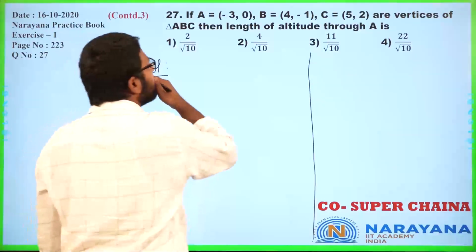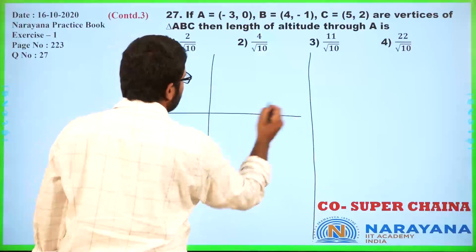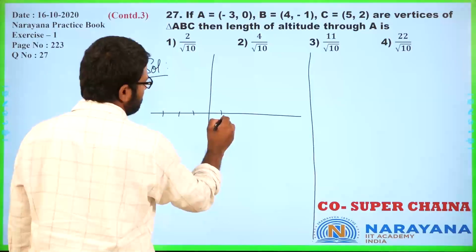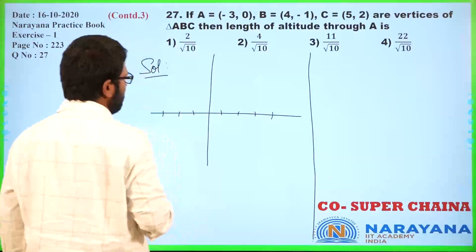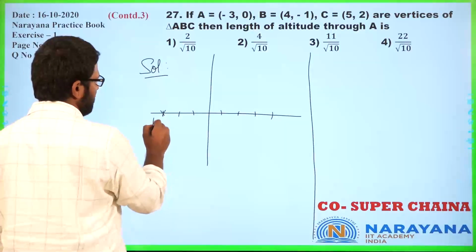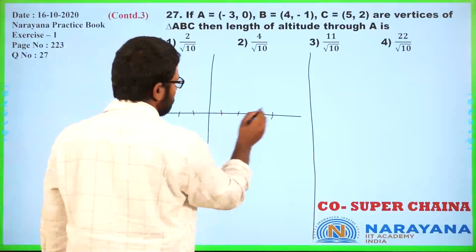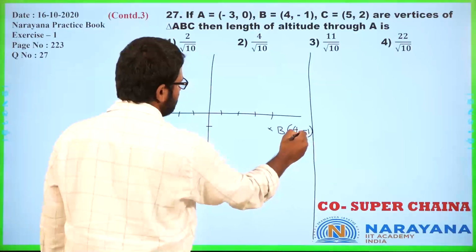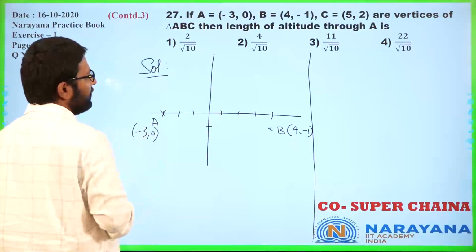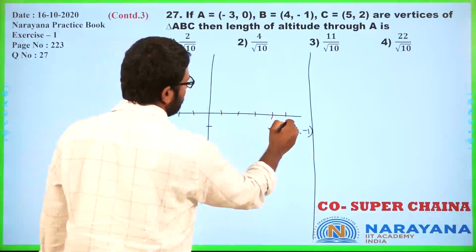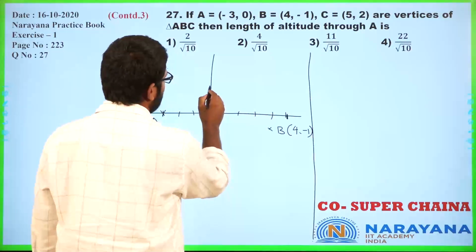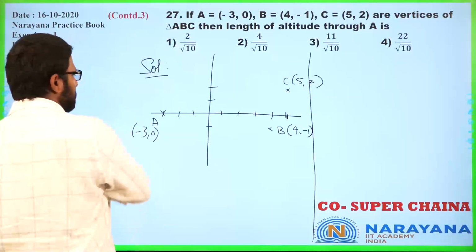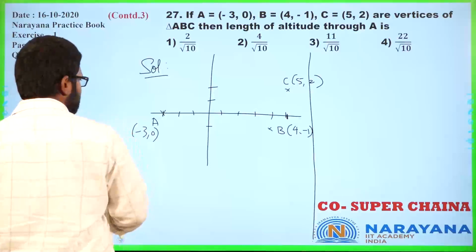Okay, for example, here, let us try and plot it carefully. So A is minus 3, 0. So mark 1, 2, 3. Okay. So A is minus 3, 0. This is A. B is 4, minus 1. 1, 2, 3, 4 and minus 1. This is B. 4, minus 1. And C is 5, 2. So 1, 2, 3, 4, go to 5 and 1, 2, go here. C is 5, 2. Now, if you plot everything carefully, join these.